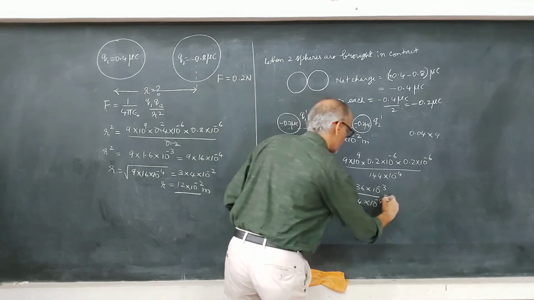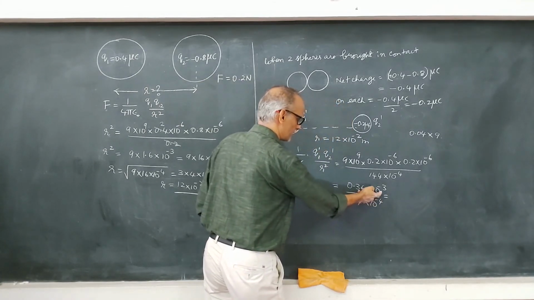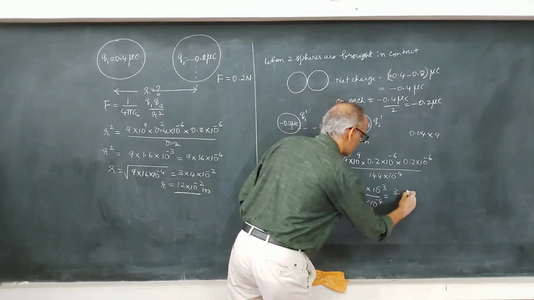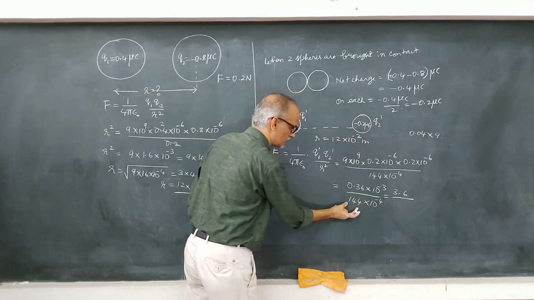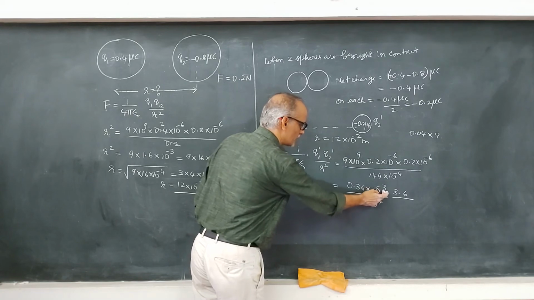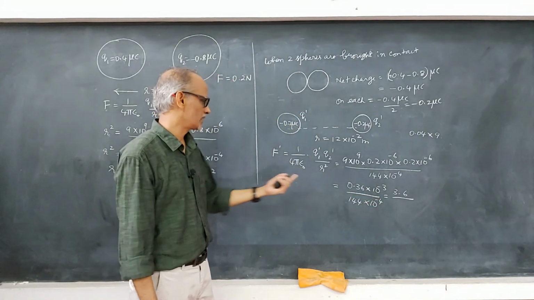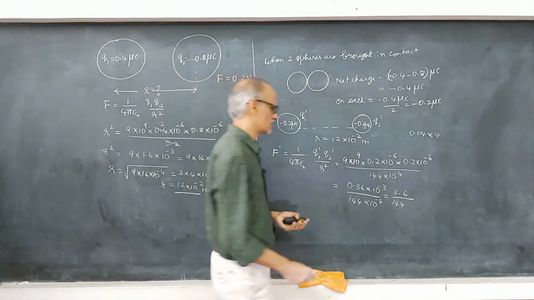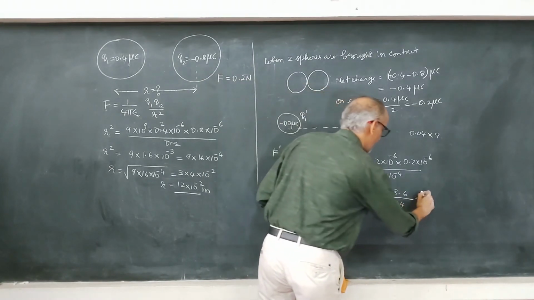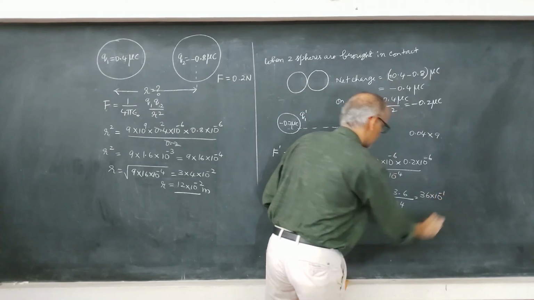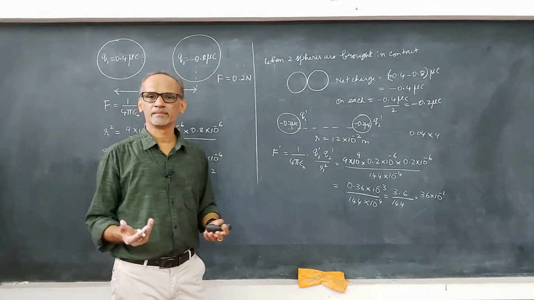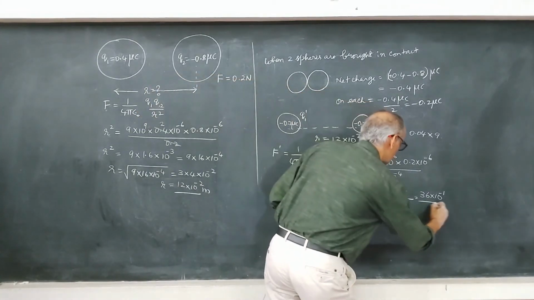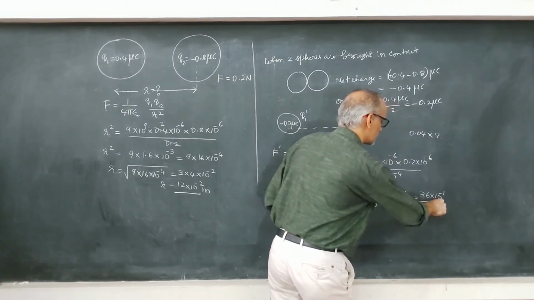Now I can simplify further here. 10 to the power minus 3 and this 10 to the power minus 4, when taken to the numerator, becomes 10 to the power plus 4. Plus 4 minus 3 is plus 1, and when you multiply you get 3.6, divided by 144. I'll write this as 36 into 10 to the power minus 1 divided by 144. You can use the calculator, but I'm trying to simplify it without using the calculator.